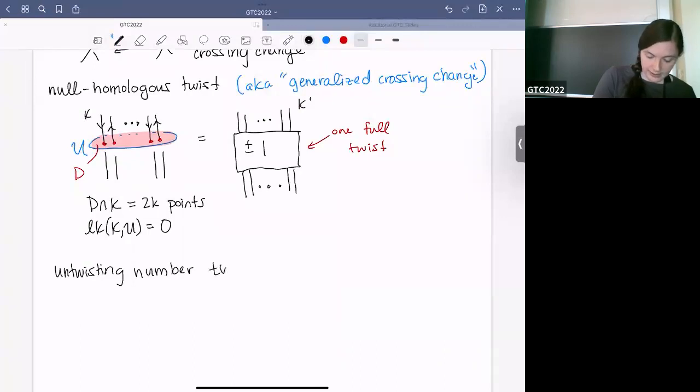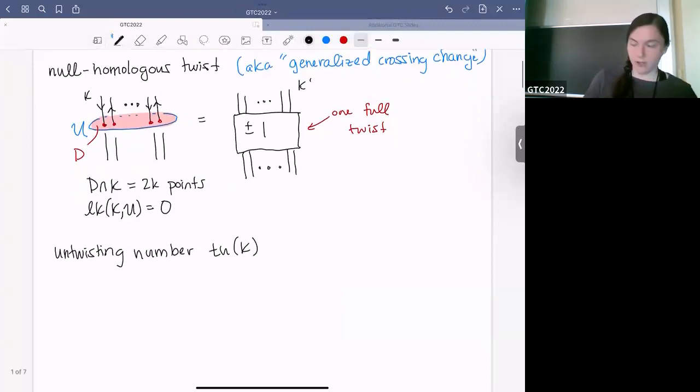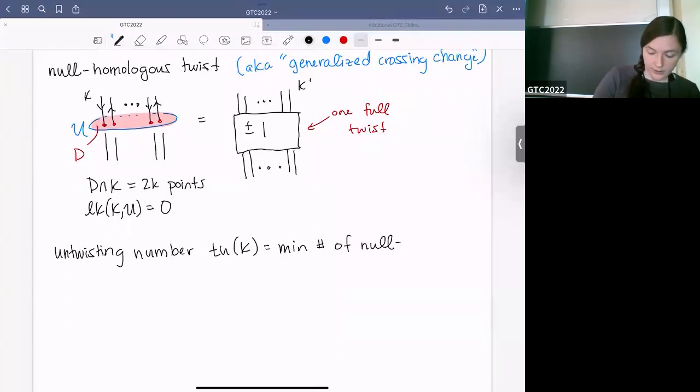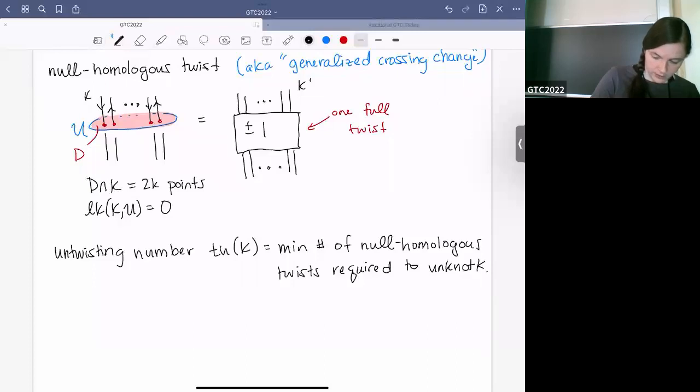I'm going to write it as TU of K. I think that comes from earlier iterations of this invariant being called the twist unknotting number, so TU. And this is the minimum number of null homologous twists required to unknot your knot. Overall diagrams and so forth.